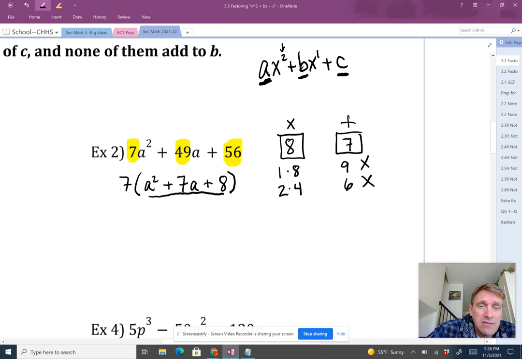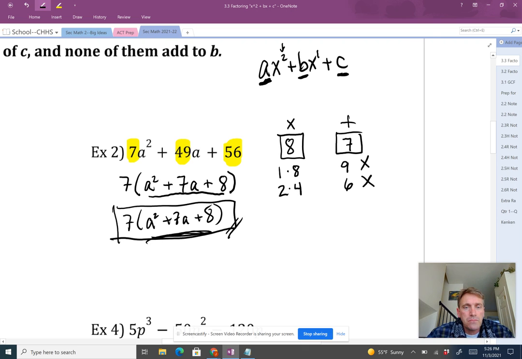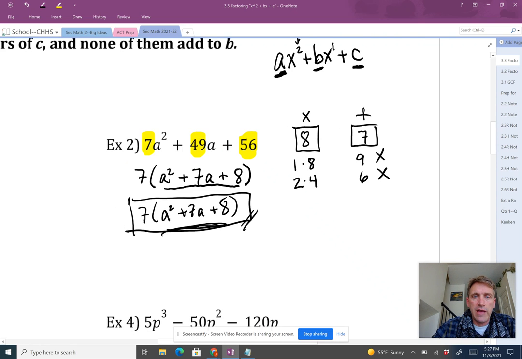So what that means is that what's left inside the parentheses is prime. We factored out 7 times a squared plus 7a plus 8. But that's as far as we can take it. We can't factor this any further. And so this is our final answer: 7 times a squared plus 7a plus 8. All right. Let's take a look at example 3.